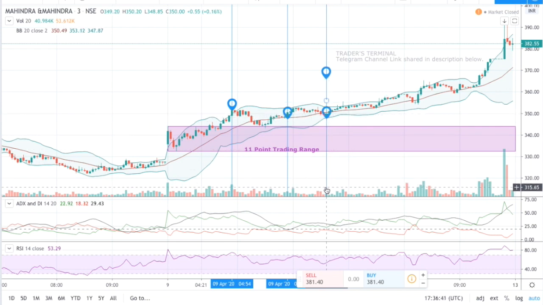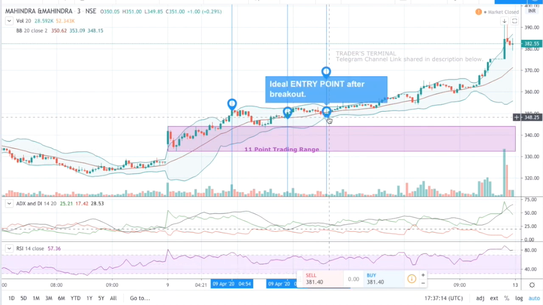Number 1, volume at this particular point, the highest volume candle is still in green, and hence volume confirmation is still on the buy side. Number 2, ADX value is well above 25 levels and hence it qualifies from an ADX perspective as well. Number 3, RSI at this particular level is at 50 levels, which is between overbought and oversold conditions, and hence we can initiate a trade at this particular point.